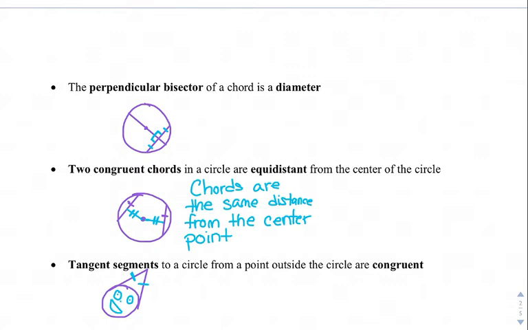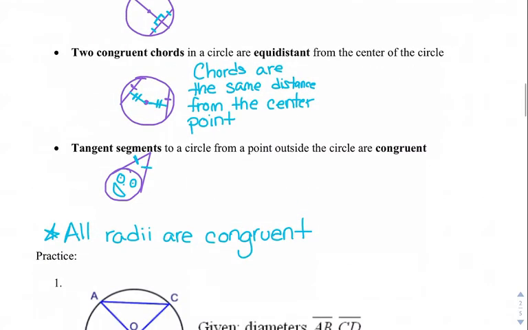Two congruent chords in a circle are equidistant from the center of the circle. So if the chords have the same distance from the center out, that means they're the same length. Again, that's from 10.6. And then lastly, tangent segments to a circle from an outside point, the two tangents are congruent. And that was your party hat theorem. And just a reminder that all radii are congruent.